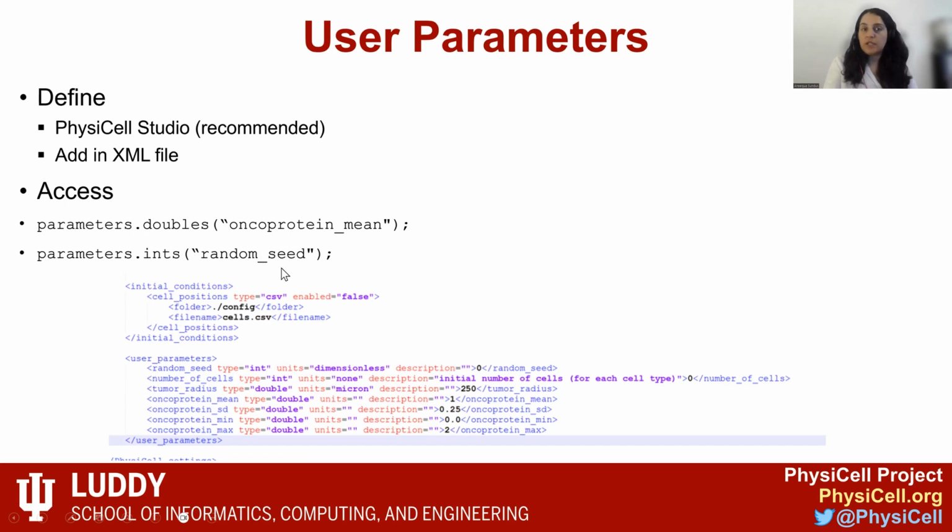And how will you access these parameters in your C++ file? You can do parameters.doubles onc_protein_main. So this will be accessing this one, which is the onc_protein_main double, whose value is 1. Through this statement, you can access these variables. So ints, bools, everything, you can access in your C++ file, and then you can use these values to do whatever you want to do with them.